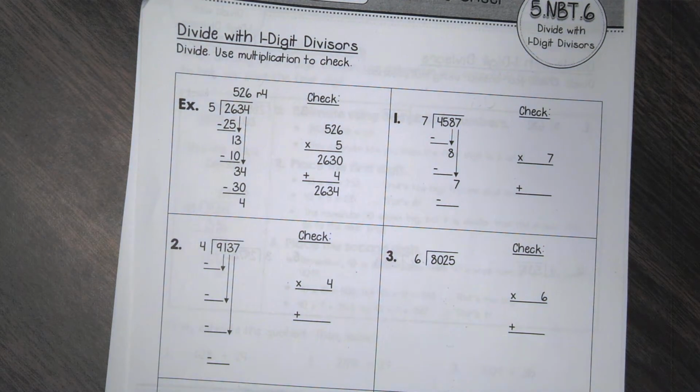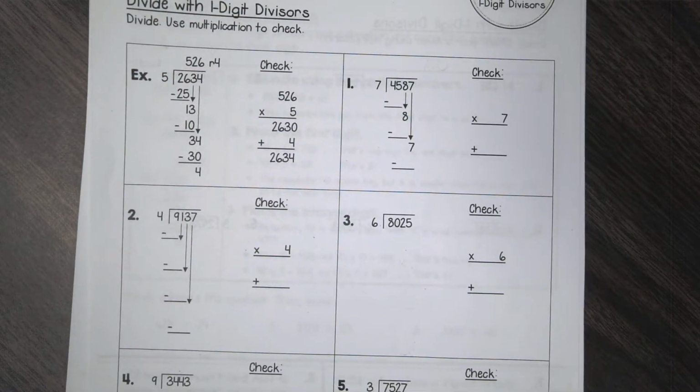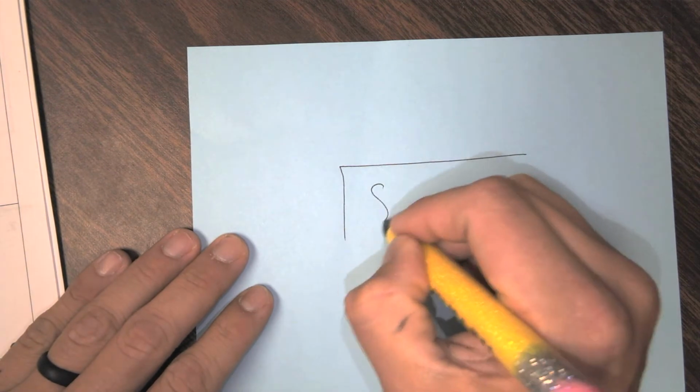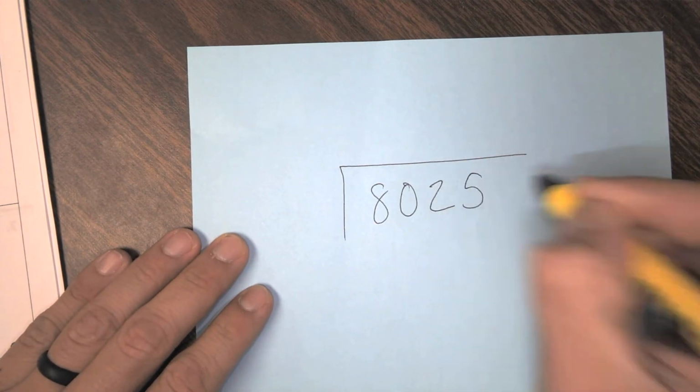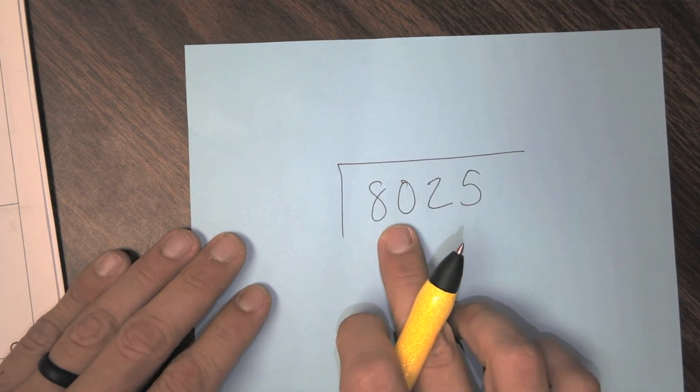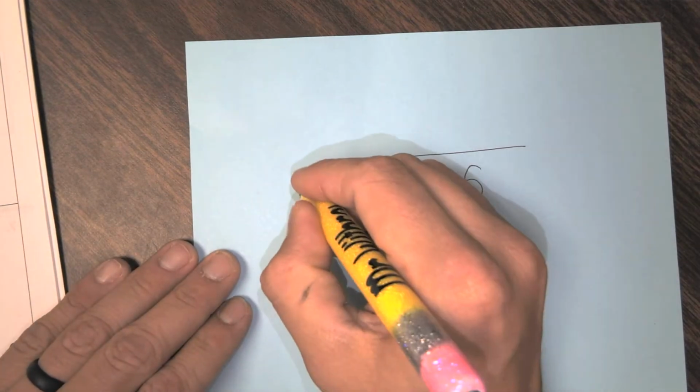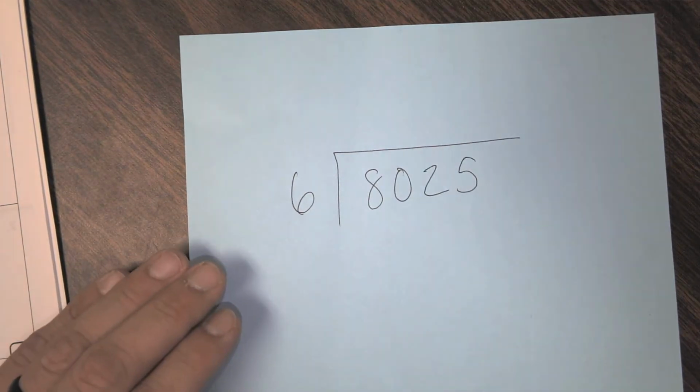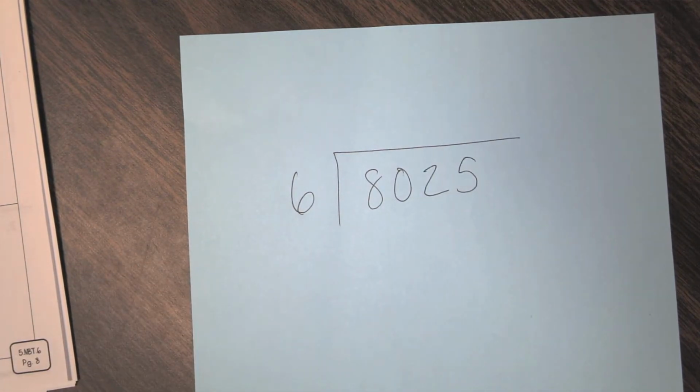All right, so let's jump over to page 8 now. We're going to do number 3 together there. It says 8,025 divided by 6. The one that's on the inside, remember, that's the dividend. That's the one being divided. The 6 is the divisor. It's the one dividing by, girls.